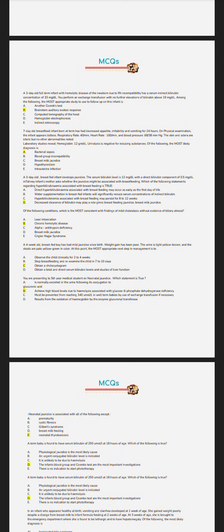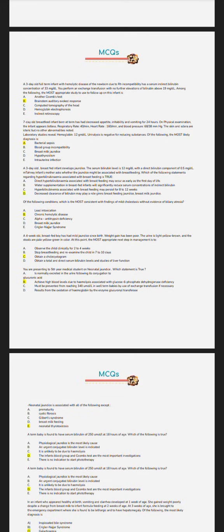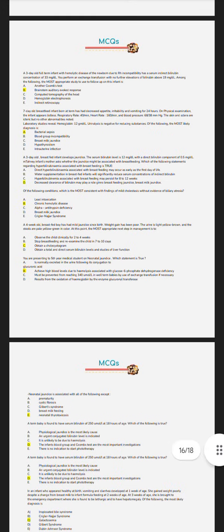MCQ number A. A 3-day-old term infant with hemolytic disease of the newborn due to Rh incompatibility has a serum indirect bilirubin concentration of 33 mg. You perform an exchange transfusion with no further elevations of bilirubin, now 19 mg. Among the following, the most appropriate study to use as a follow-up on the infant is another Coombs test, brainstem auditory evoked response, computed tomography of the head, hemoglobin electrophoresis, indirect retinoscopy.